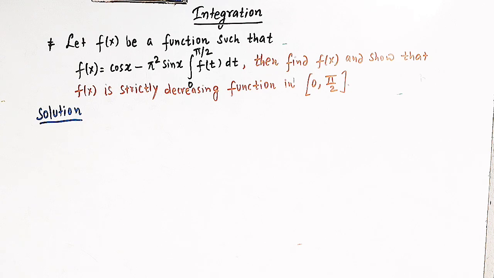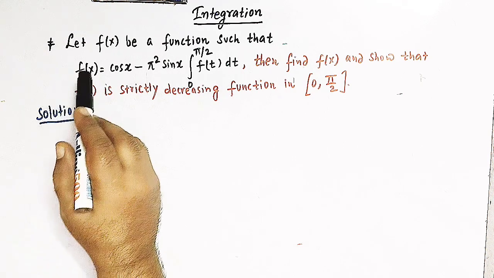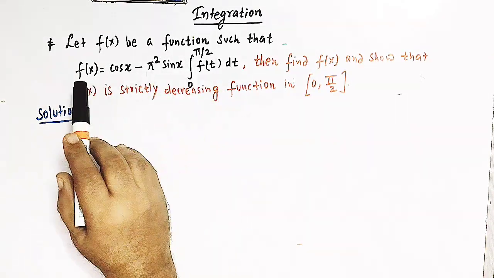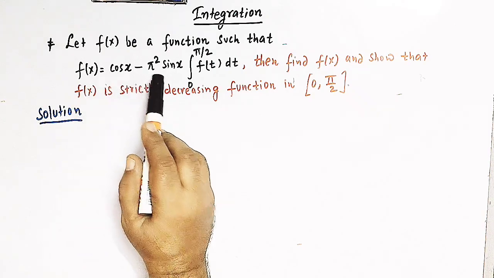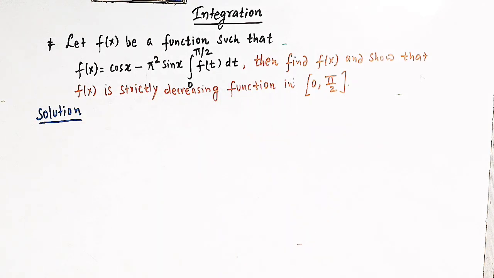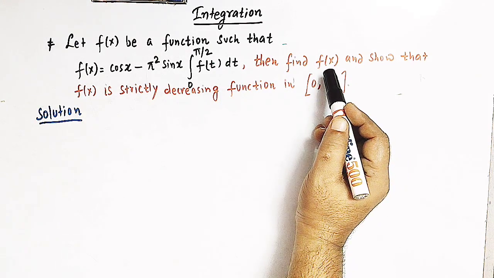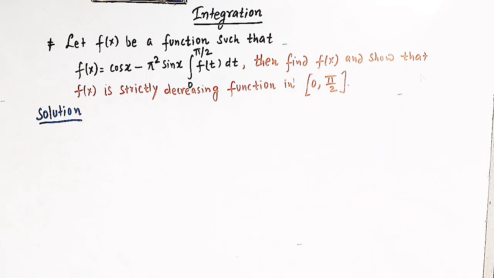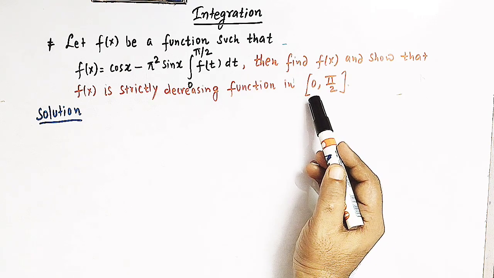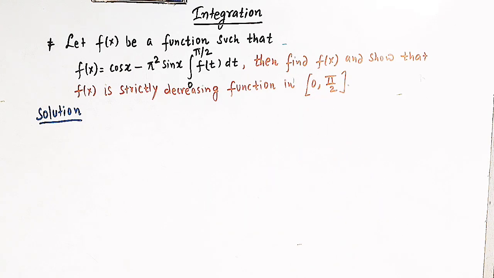Hello viewers, in today's session we are going to discuss another important and conceptual problem from integration. In this session we are going to discuss this problem where we are given a function f of x defined by this equation: f of x is equal to cos x minus pi square sin x times the integral from 0 to pi by 2 of f of t dt. Then we have to find f of x, and further we have to show that this function f of x is strictly decreasing in the interval 0 to pi by 2.